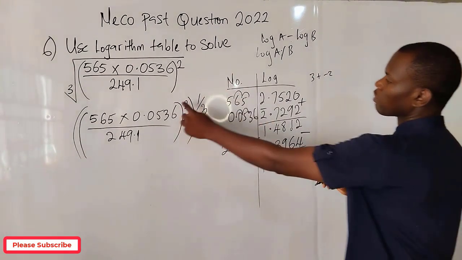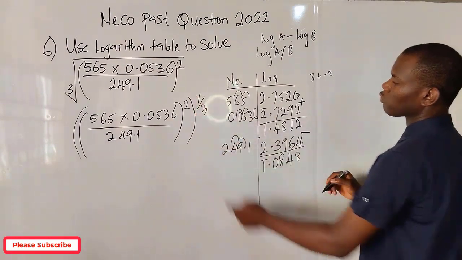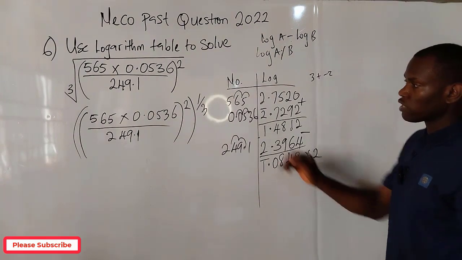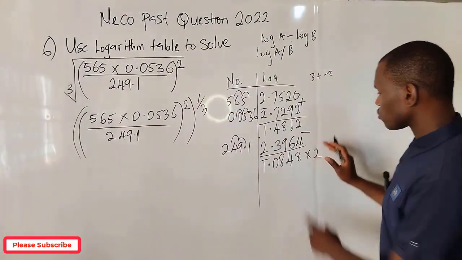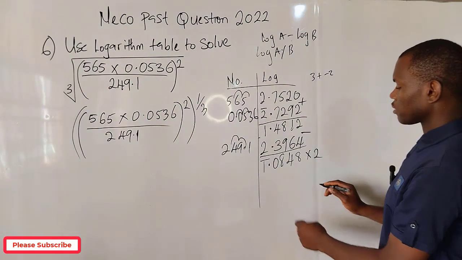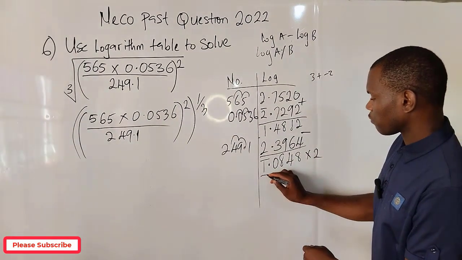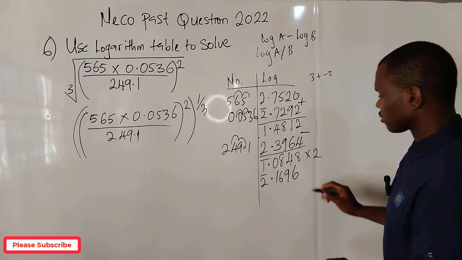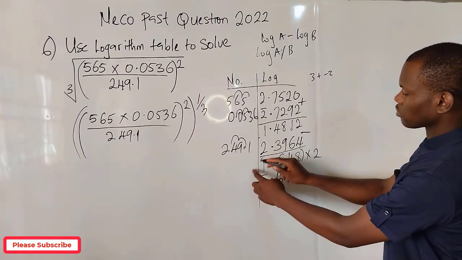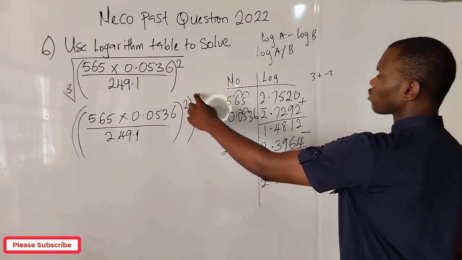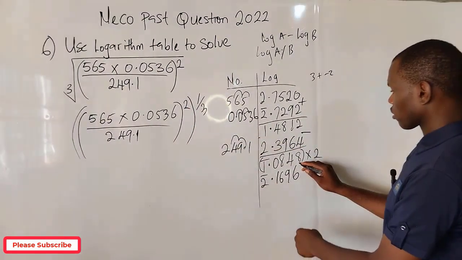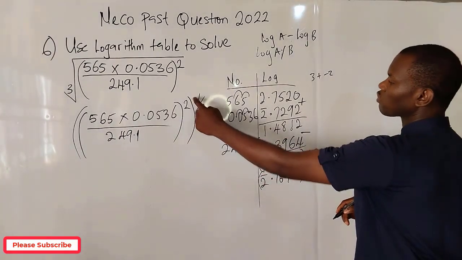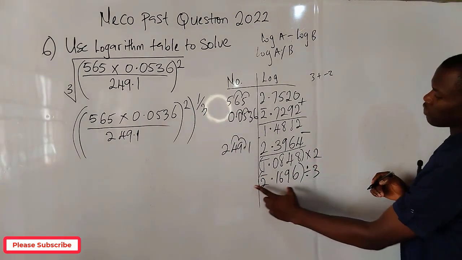At this point, remember your power of 2 and then power of 1 over 3. Let's handle the power of 2 first. Whenever you have a whole number as your power, use it and multiply. So we multiply here. If we use 2 and multiply, we'll have bar 2.1696 from this multiplication. Then the next thing we do is to handle the 1 over 3 here. To handle that 1 over 3, we will divide by 3. Anytime you have a fraction here, 1 over any number, use that number and divide.